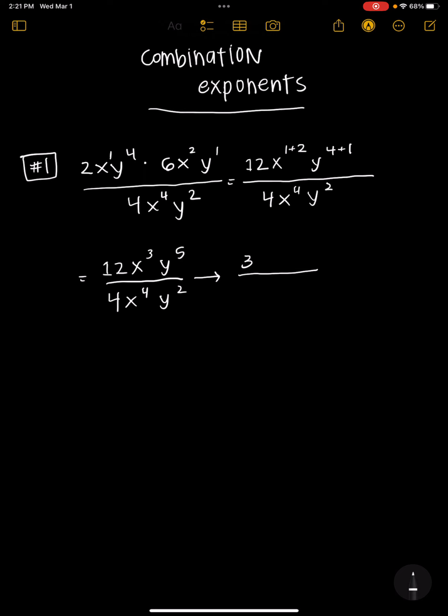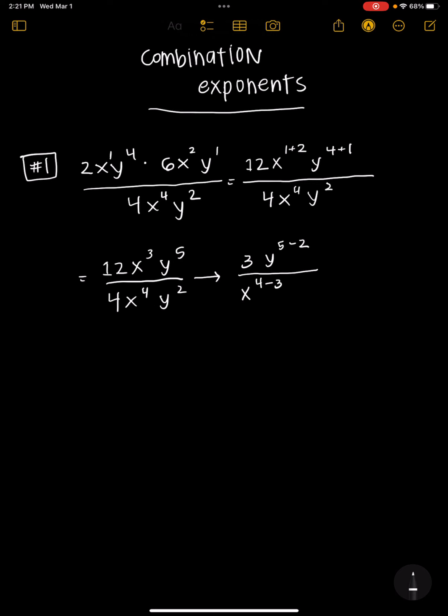Now for our x's, we look for which one has the highest exponent. Is it on the top or the bottom? The bottom one has the highest exponent, so I'm going to put the x's on the bottom, and it would be 4 minus 3, because the quotient rule says I subtract. And then for the y's, which one has the highest exponent? Well, the one on the top has the highest exponent, so I'm going to put the y's on the top. It'd be y to the power of 5 minus 2.